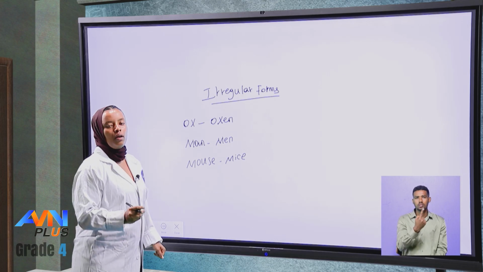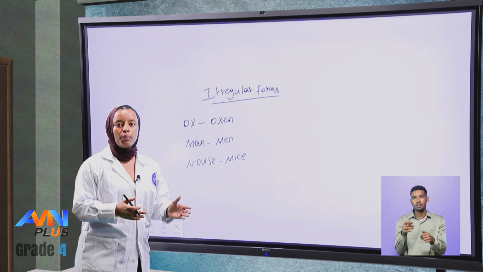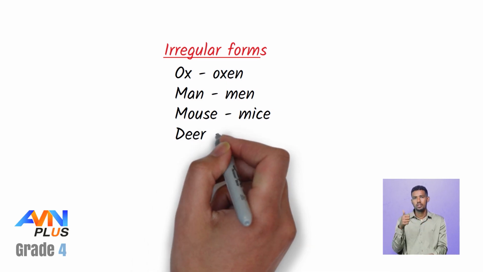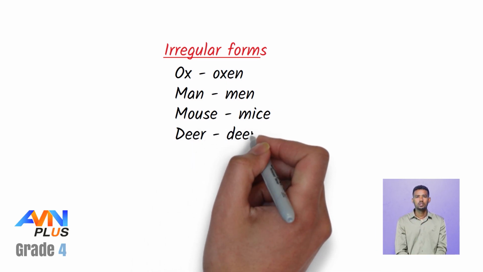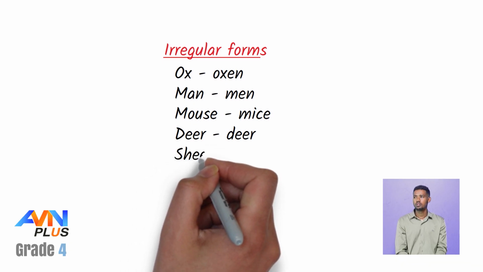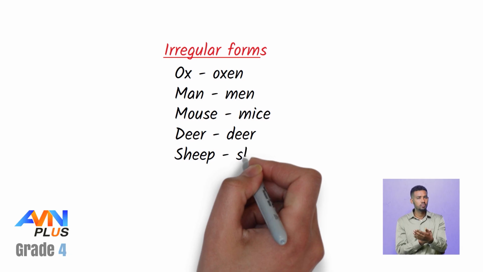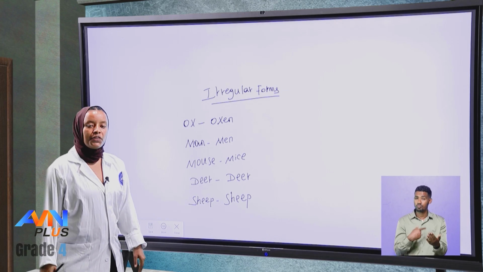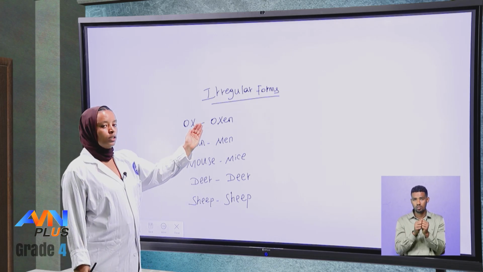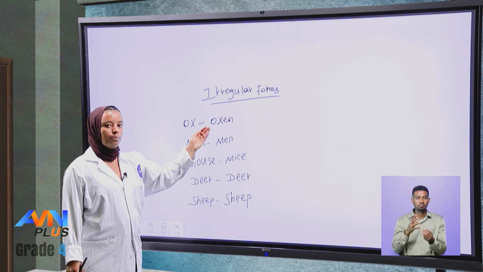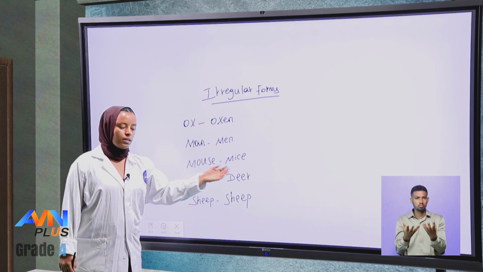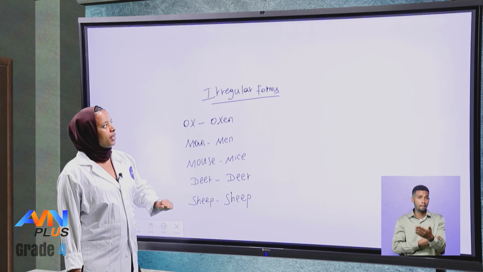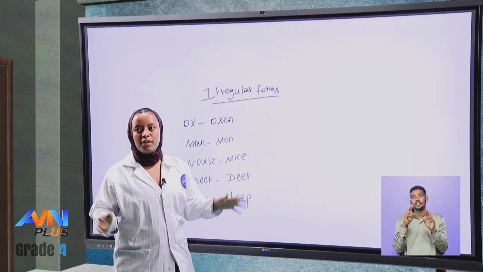Some nouns are the same in the singular form and plural form, like deer becomes deer, and also sheep becomes sheep. So let us rehearse and practice together. Ox, oxen. Man, men. Mouse, mice. Deer, deer. Sheep, sheep. These are examples of irregular forms of nouns.